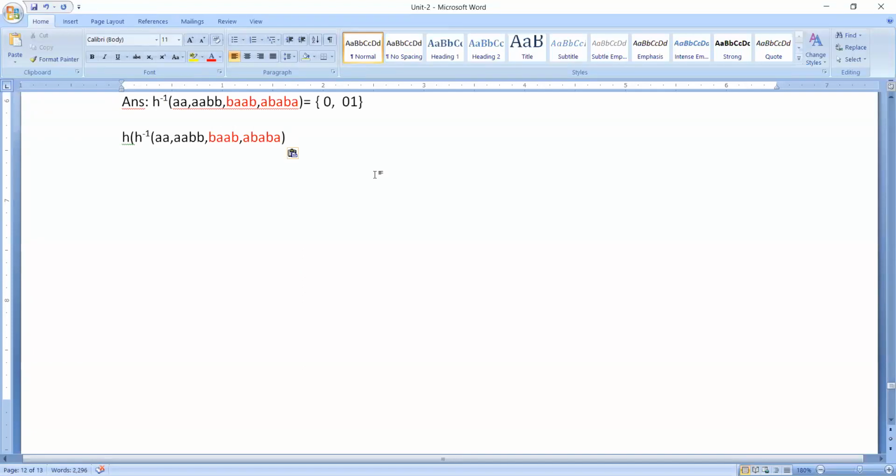Okay, so let us make this black. Now, what is the answer we'll be getting? What is 0? 0 will be AA. And what is the 0, 1? It will be AA, BB. It will be AA and BB.